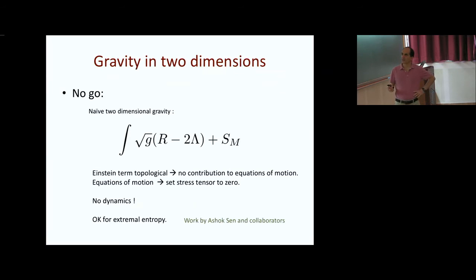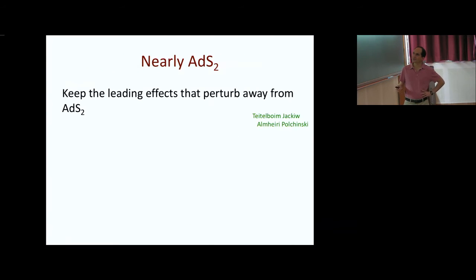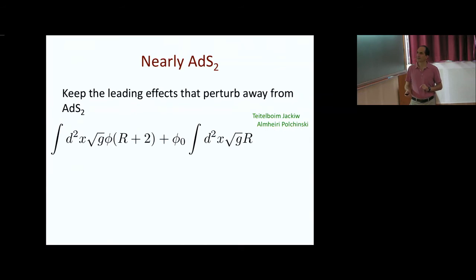Also, if we take the simplest two-dimensional action, which would be like the Einstein-like action, the Einstein term itself is topological, so there would be no dependence on the geometry and no dynamics. This story is fine for extremal entropy, but it's not fine if we want to describe any dynamics. So what you should do is keep the leading effects that perturb away from ADS2, the leading effects that will break this conformal symmetry. That consists in taking an action where this was the topological term we had before, which gives the extremal entropy, and then we add this other term in the action, r plus 2 times phi.